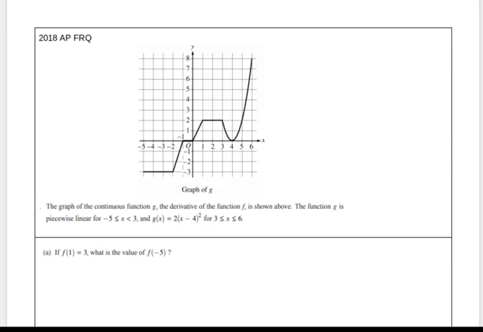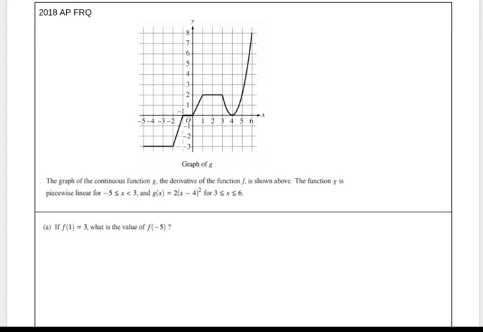Hey everybody, it's the 2018 FRQ number 3. On here we're given the graph of g, which is a continuous function. It's the derivative of the function f, which really means g is really f prime. The function g is a piecewise linear function between -5 and 3, and then it's a quadratic function between 3 and 6. So that's going to be important when we do one of these problems.